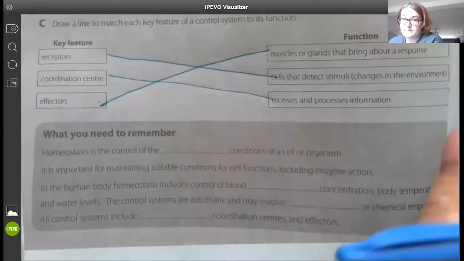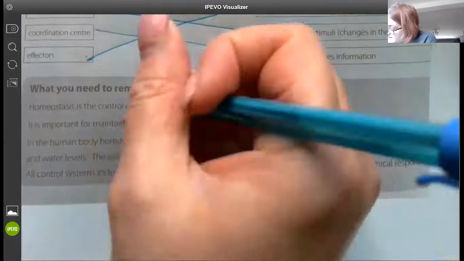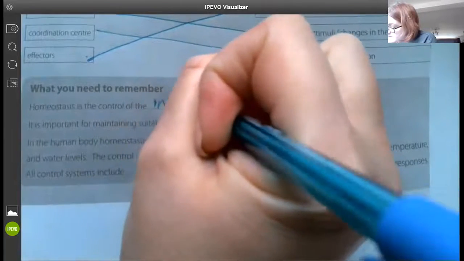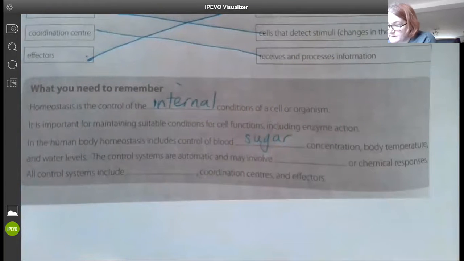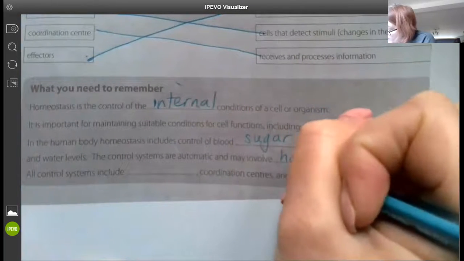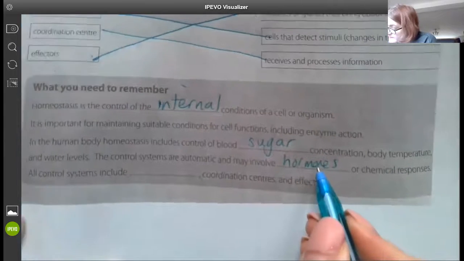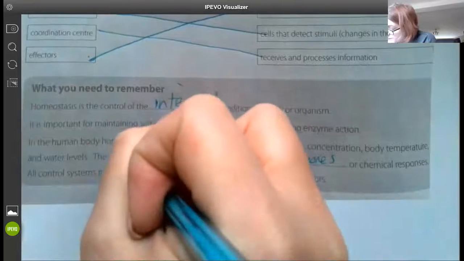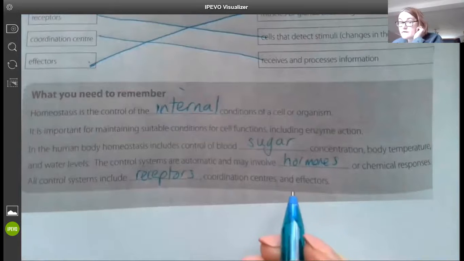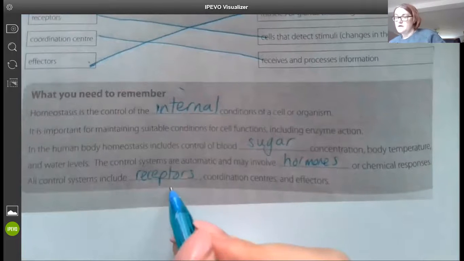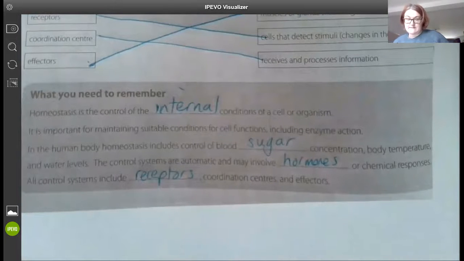You have done this. And then the last bit that we've got there, we've got some missing words. So we should have internal conditions, the control of blood sugar. You might have written glucose. It might involve hormones or chemical responses. We'll be learning about hormones starting next week. And all control systems involve receptors, coordination centers, and effectors. So we've got two of them listed, so you know the last one must be a receptor.